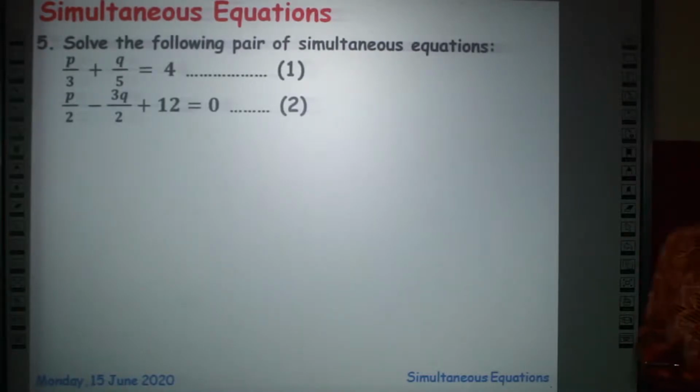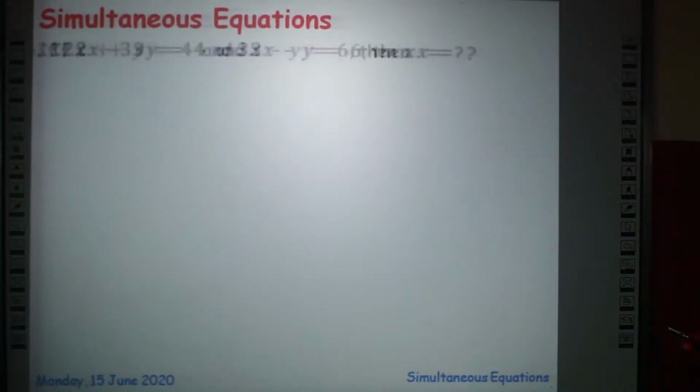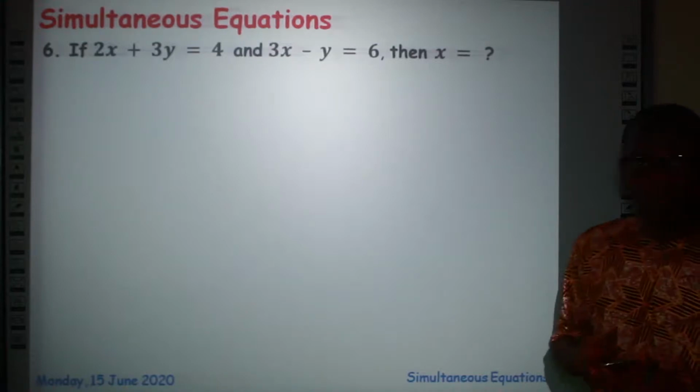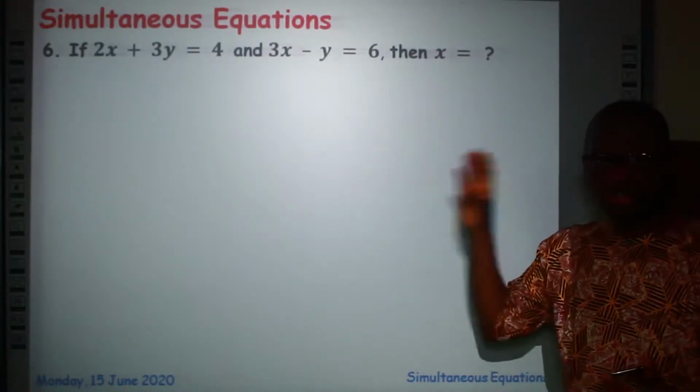p over 3 plus q over 5 is equal to 4. And then p over 2 minus 3q over 2 plus 12 is equal to 0. And number 6, last but by no means the least. If 2x plus 3y is equal to 4, and 3x minus y is equal to 6, then x is what? Right. Now, these are the questions I would like you to try your hands on.